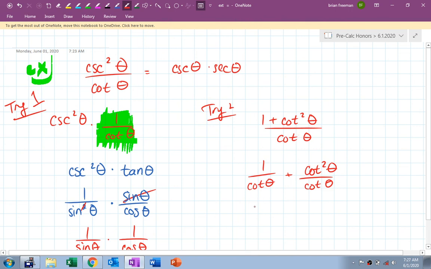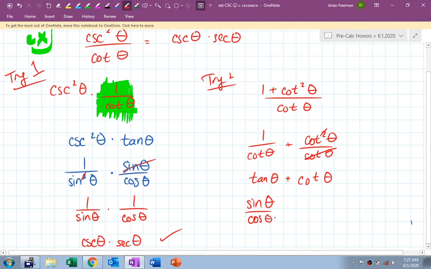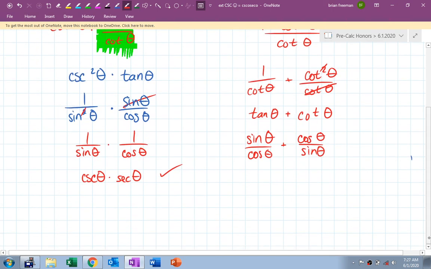So now we get, well, 1 over cotangent's tangent. And now we can cancel that out with one of those. So we get tangent plus cotangent, which is still not what we want. But we can rewrite this as sine over cosine plus cosine over sine. Ooh, we're getting there though. We're kind of getting closer. Then we would have to get an LCD.